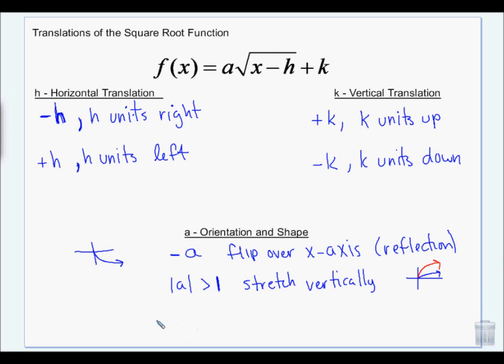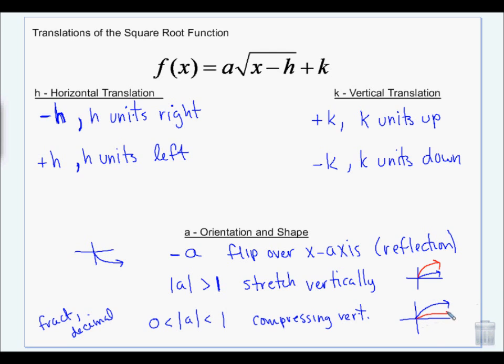And if your a is a fraction or decimal, you're compressing vertically. So again, if your normal graph was like this, your compression would put you down here, skinnier.